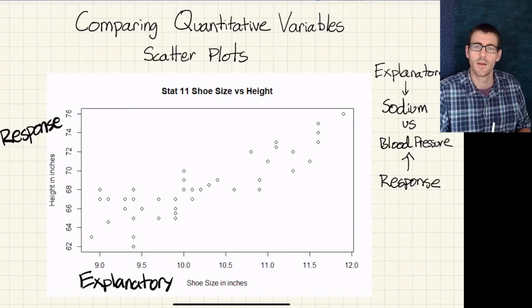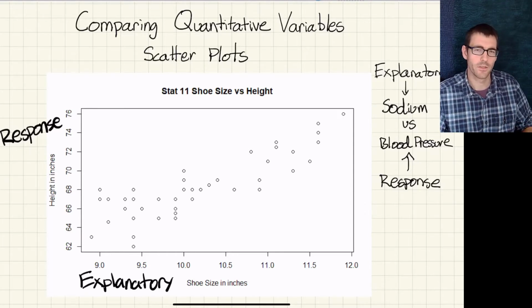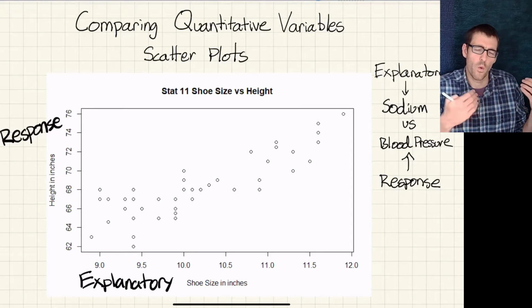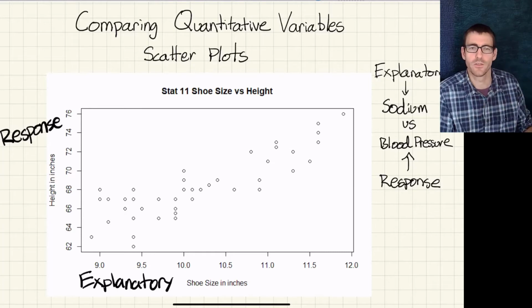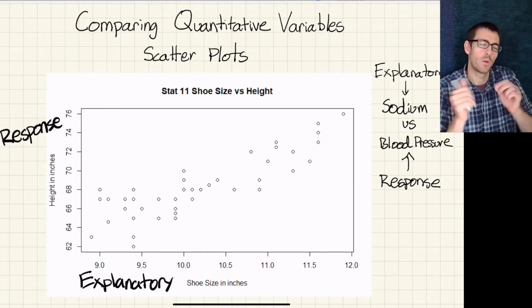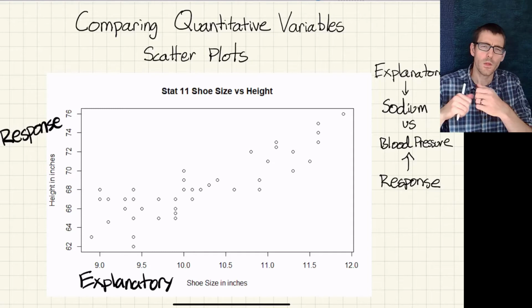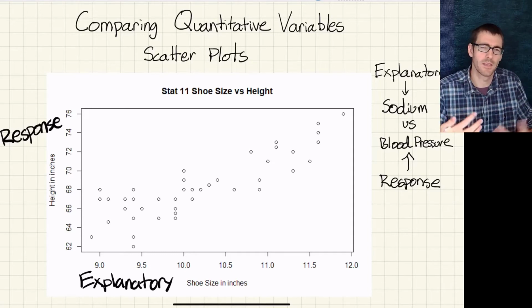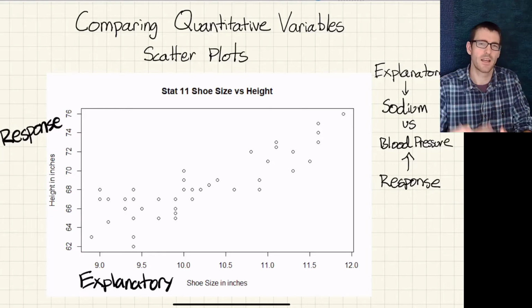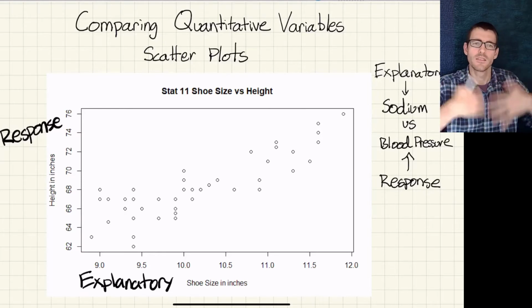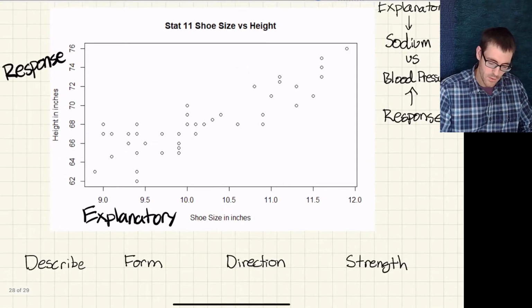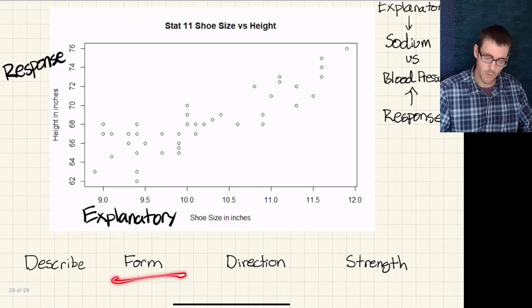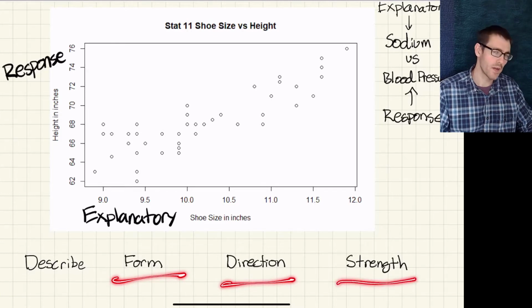Now that we have that language established, we want to talk about what words we can use to describe the relationship between two quantitative variables. When we were talking about a single variable, we wanted to talk about aspects of the distribution, like the shape, the center, and the spread. Similarly, when we're working with these scatter plots, we want to talk about the form, the direction, and the strength of the association.